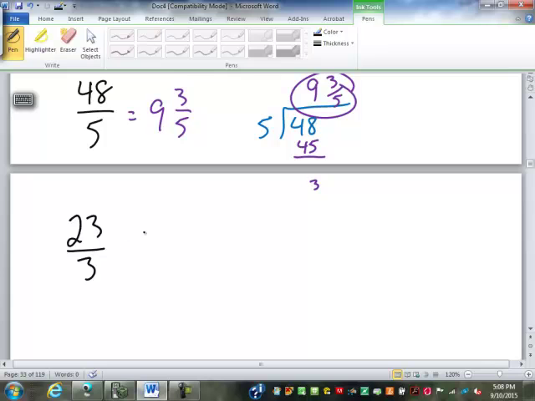23 thirds. Three goes into 23, 7 times. 7 times 3 is 21. There's 2 left over. So it's 7 and 2 thirds.